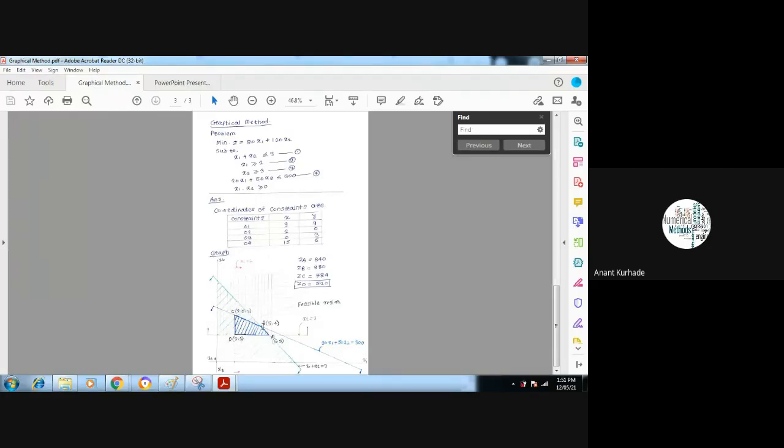Once we have all these coordinates, put them in and find out Z. Z at A means 6,3, so 6 into 80 plus 3 into 120. Then we have all the values of Z. At last, don't find the maximum value, because the problem is with minimization. So you have to find the minimum value from these, and that will be your answer. Up to this, any doubt?